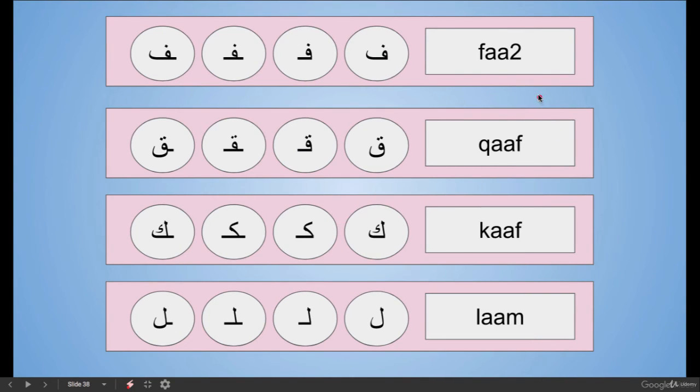So in this lecture we have seen 4 new letters: fa, qaf, kaf, and lam. We have seen their different shapes, we know their sounds and their names, and so we will be able to recognize them in any Arabic word that we see. So let's do the quizzes and try to learn how to recognize these letters in any context, and this will serve us very well in our journey to master the Arabic alphabet.